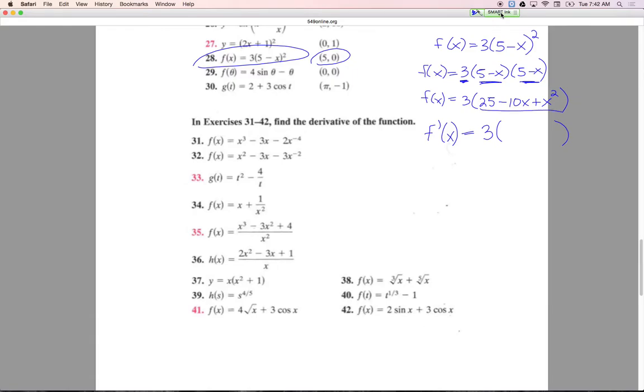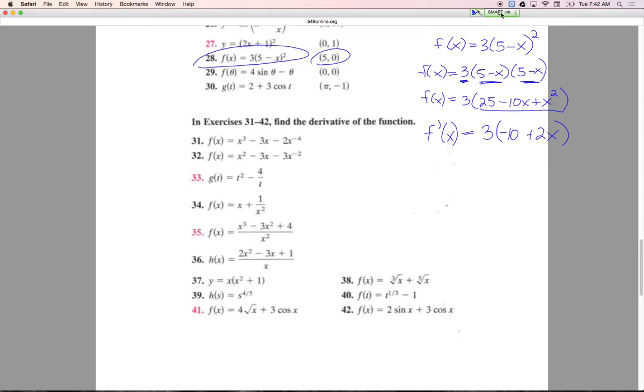What's the derivative of 25? 0. What's the derivative of negative 10x? Negative 10 plus. Then you can distribute the 3. Would it have mattered if I distributed the 3 first? Constant multiple rule says you can distribute it later or you can distribute it now. It's up to you.